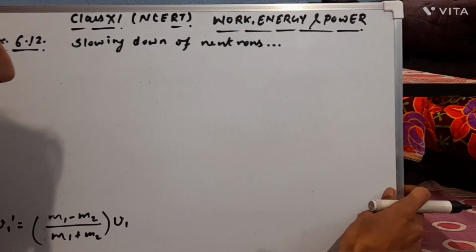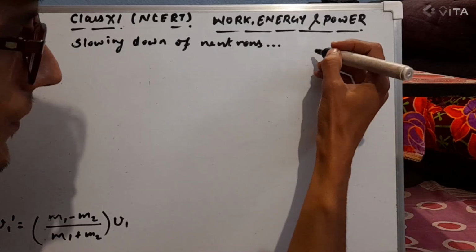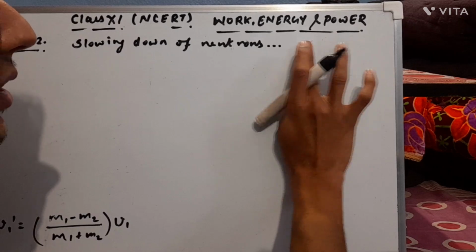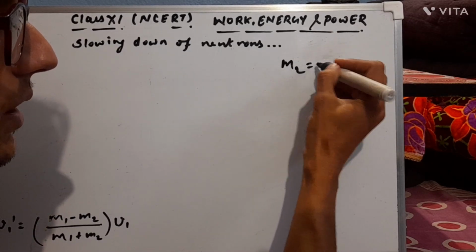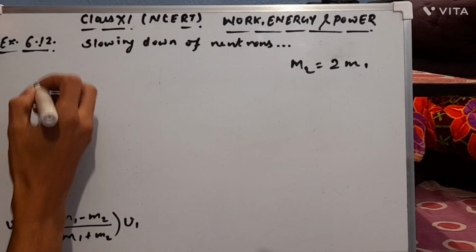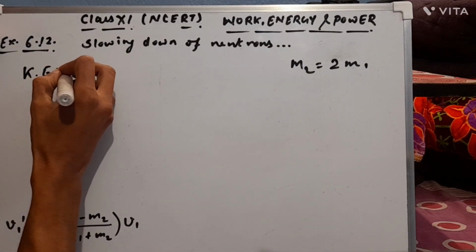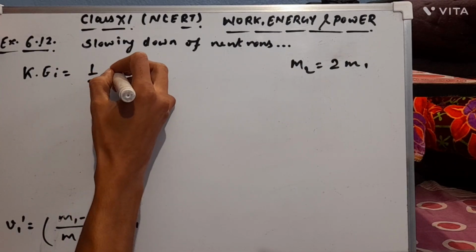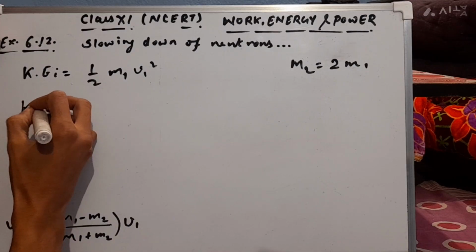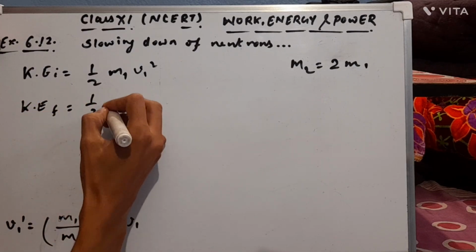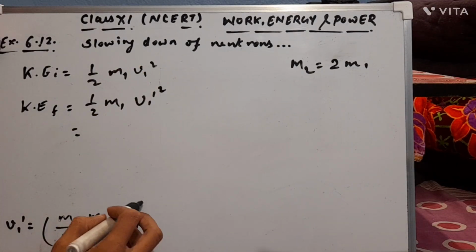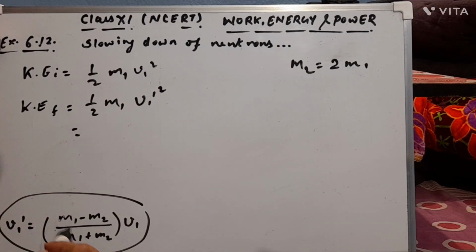And we know what deuterium is. Deuterium is the second isotope of the hydrogen atom, which is like H21, so you denote it with D. So the mass m2 will be approximately 2 times the mass of the neutron. The initial kinetic energy will be half m1 v1 square, where m1 is the mass of the neutron. Then the final kinetic energy will be half m1 v1 dash square. What's the value of v1 dash in the case of an elastic collision?